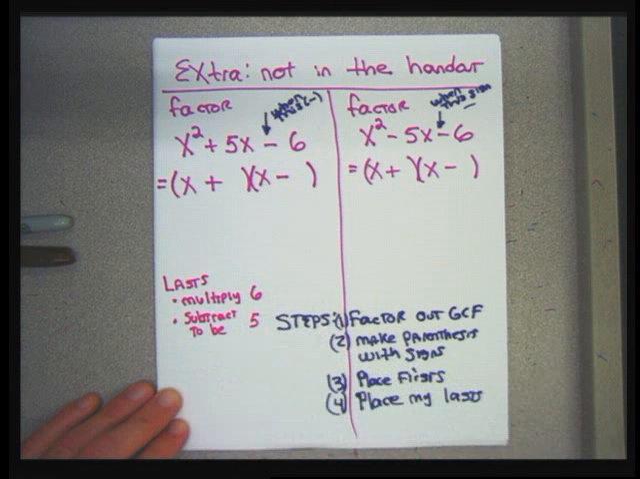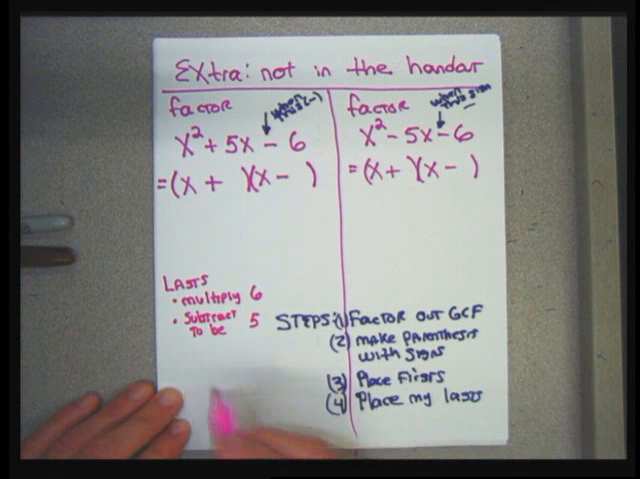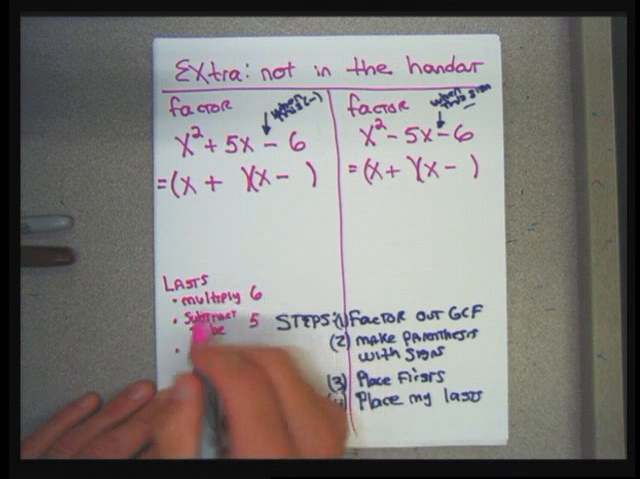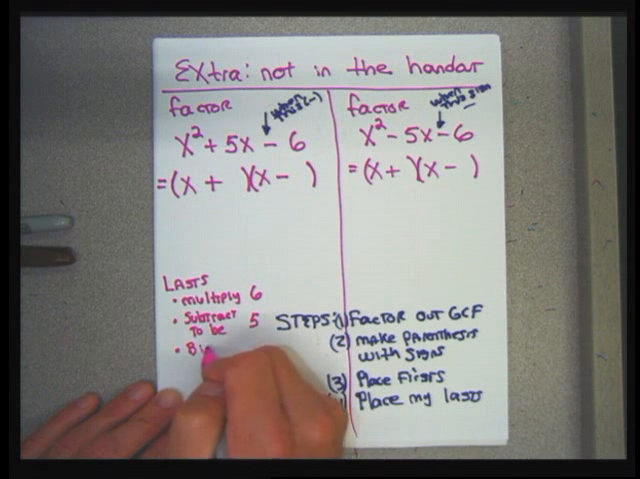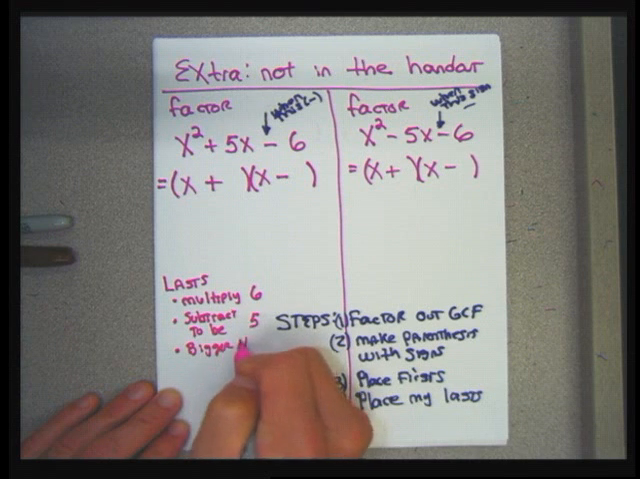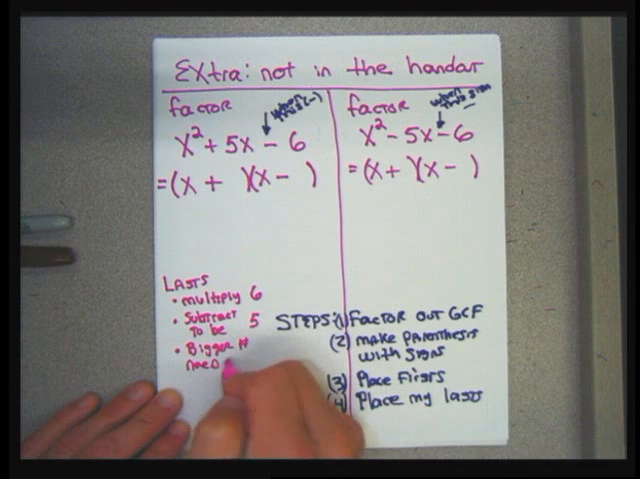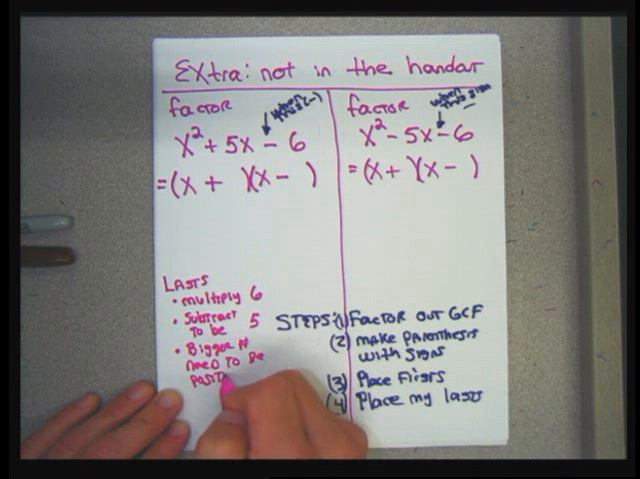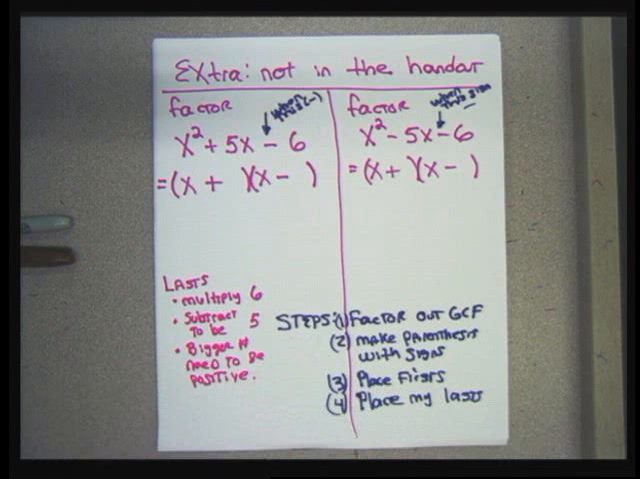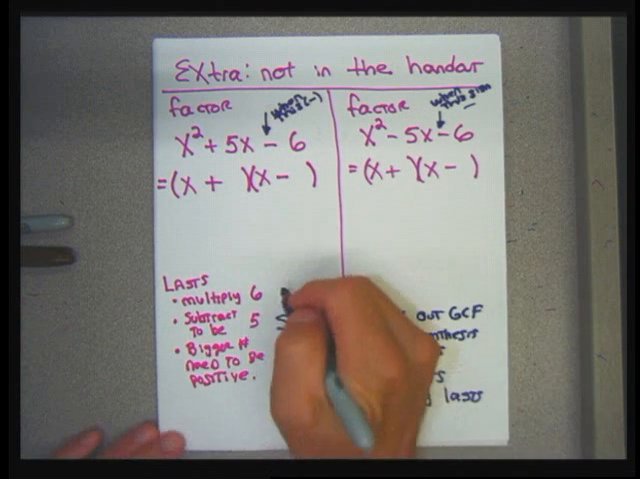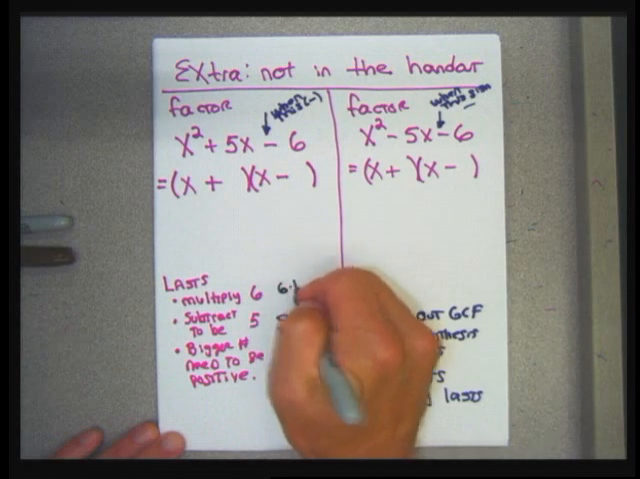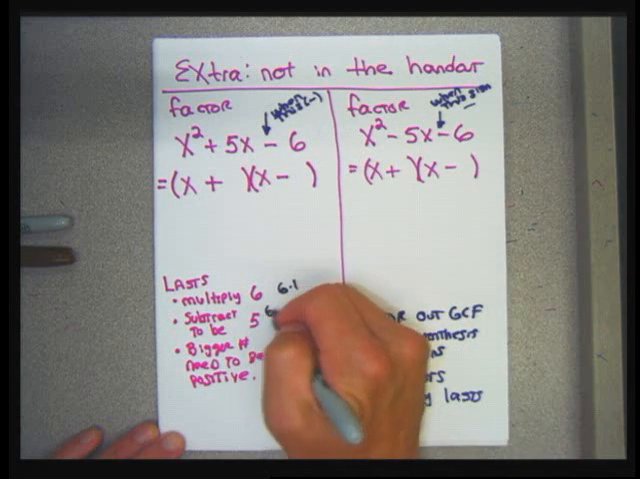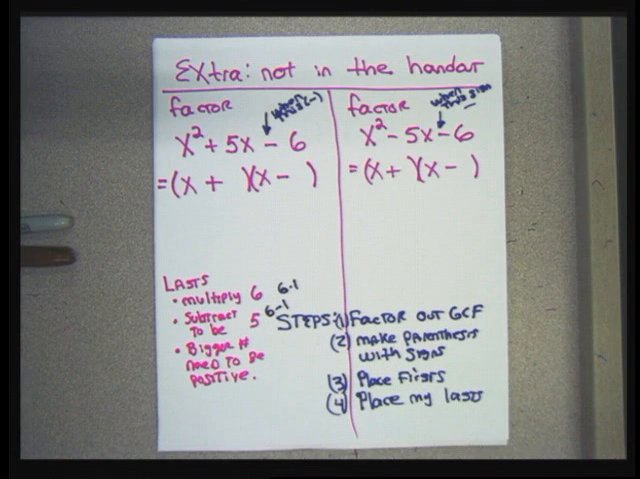In this case, the middle number is 5. And because the 5 is positive, the bigger of the numbers need to be positive. So real quickly, this is easy for me to figure out the last. The last is just going to be 6 and 1, because 6 times 1 is 6 and 6 minus 1 is 5. So the numbers that go in my lasts are 6 and 1.